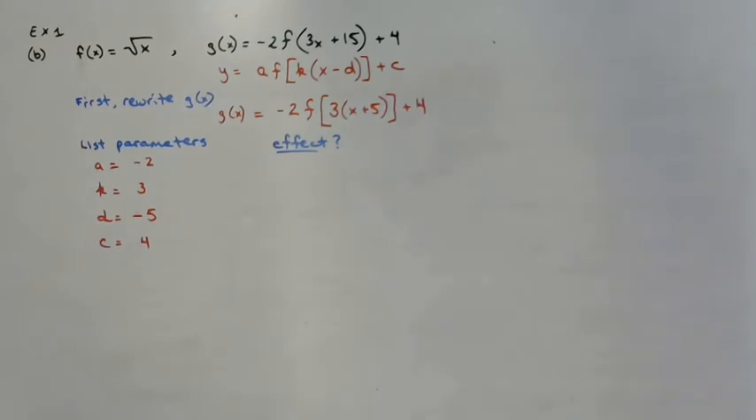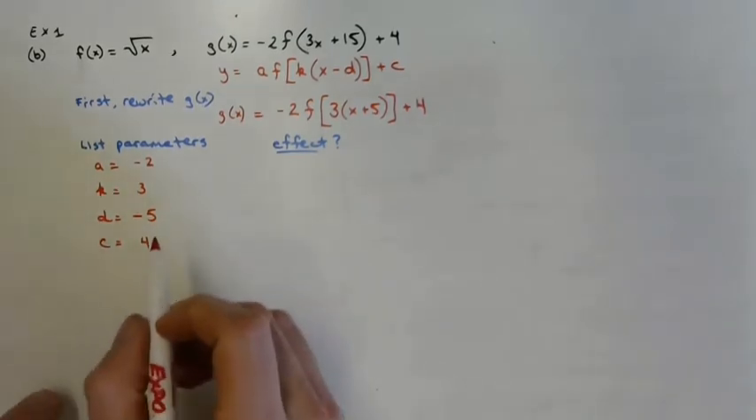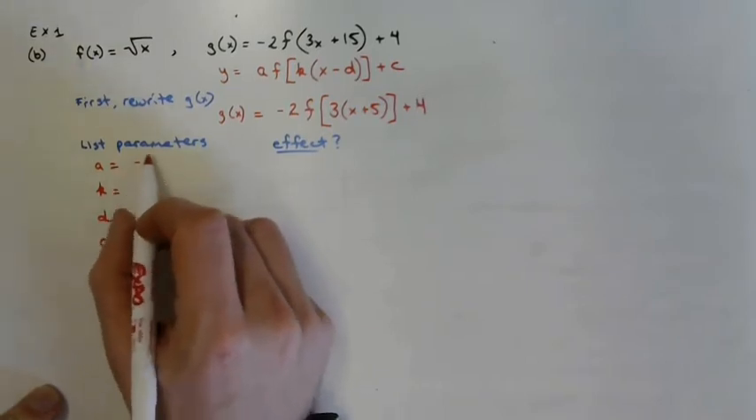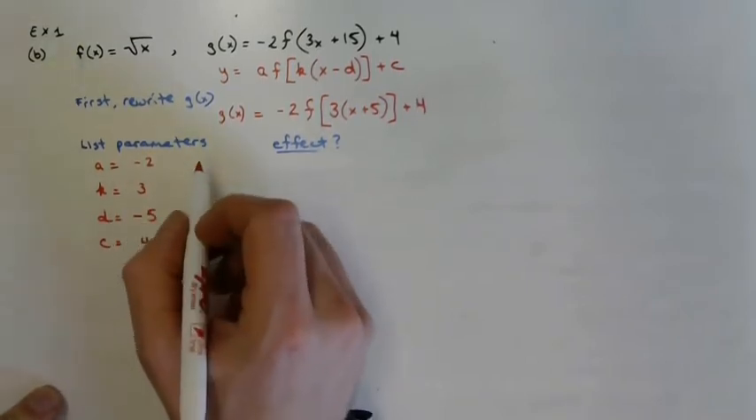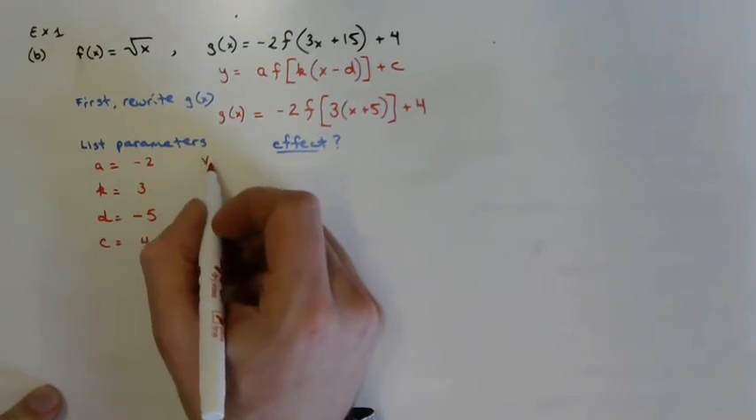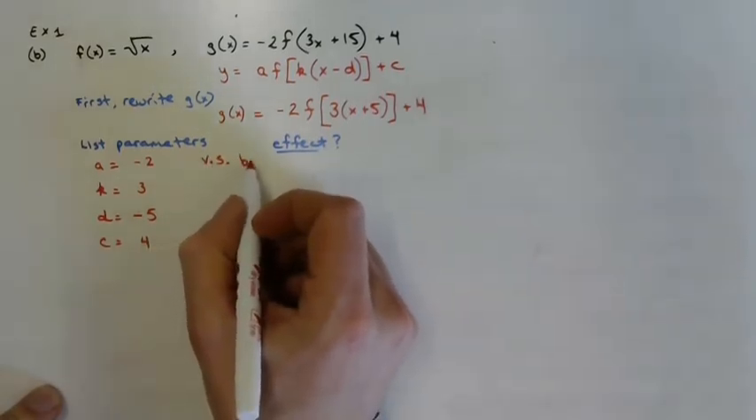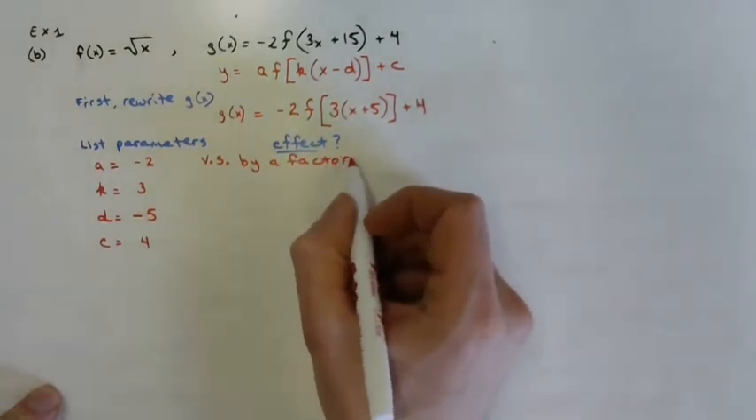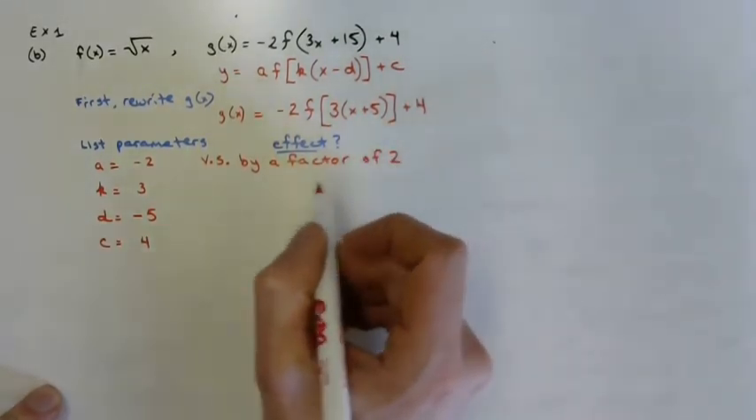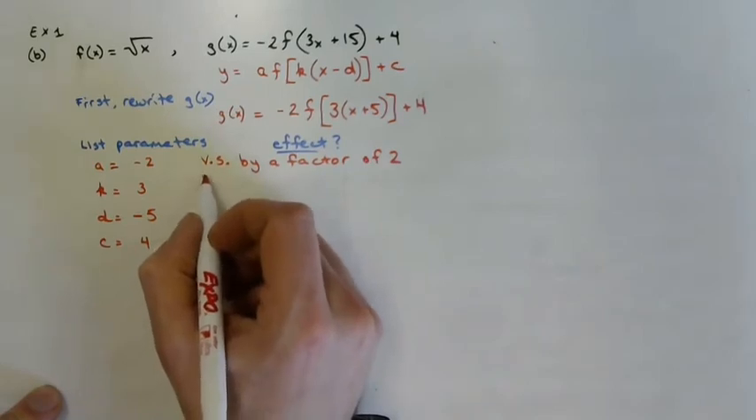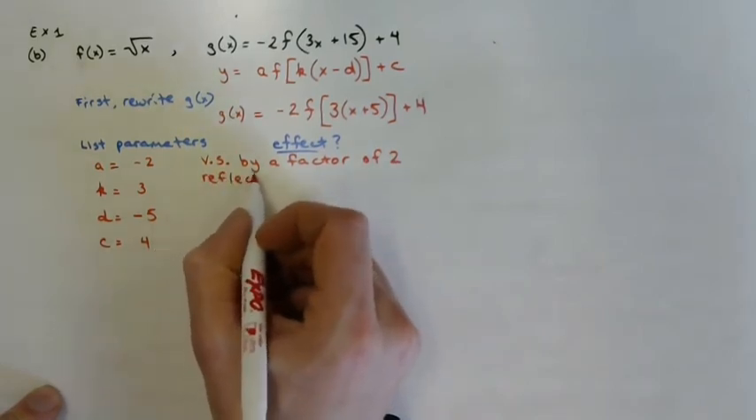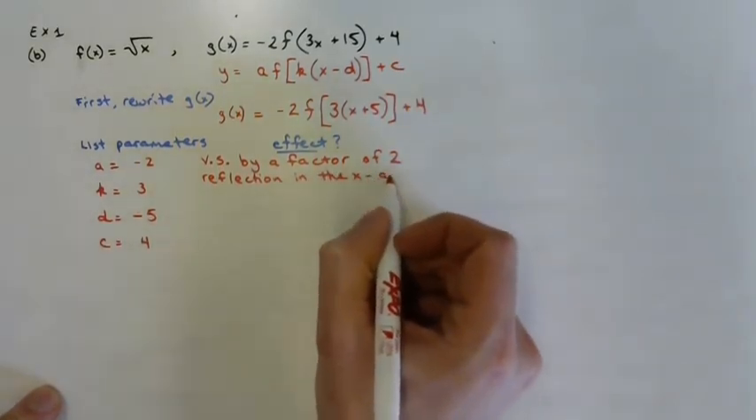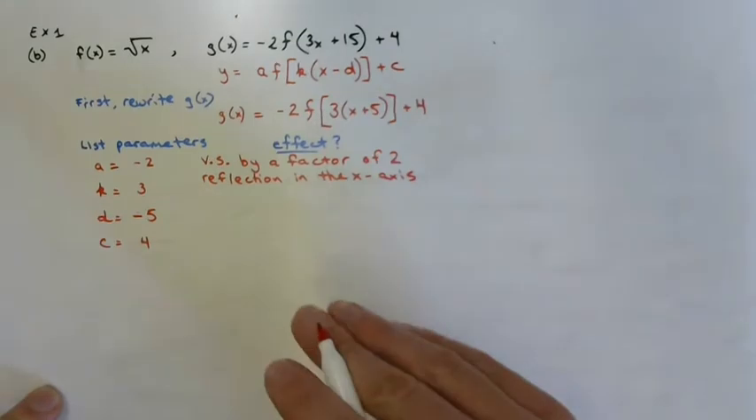Now what effect do each of those parameters have on the graph? Okay, we're going to write it properly in the right order. So this a of -2, what is that going to do? It's gonna go down, so it's gonna be upside down. Okay, so first it's a vertical stretch by a factor of 2, and then it is a reflection in the x-axis. It's going to flip upside down over the x-axis.